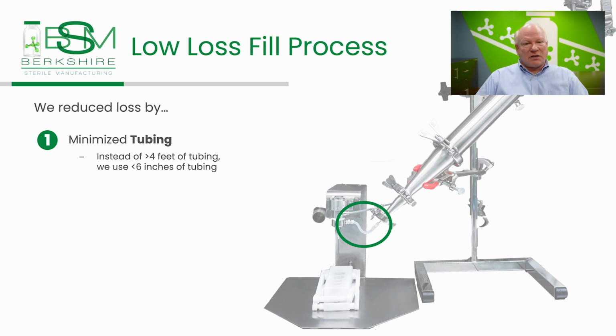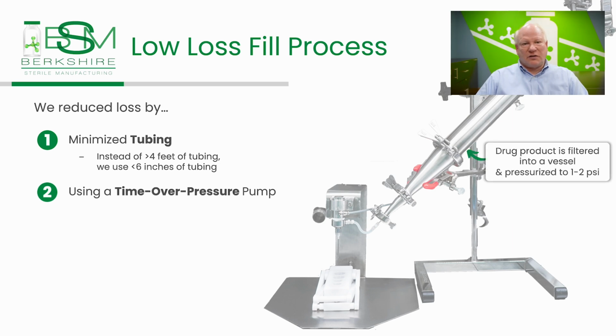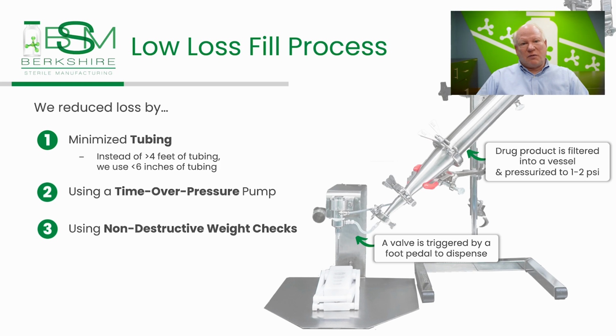We replaced the peristaltic or piston pump with a time over pressure system. In this system, the drug product is first filtered into a pressure vessel. The vessel is then pressurized to a low level, around 1 or 2 PSI, and the volume is accurately controlled by a dispense valve. Operators trigger the valve to open for a specific duration using a foot pedal. The dispense volume is controlled by changing the time the valve is open.